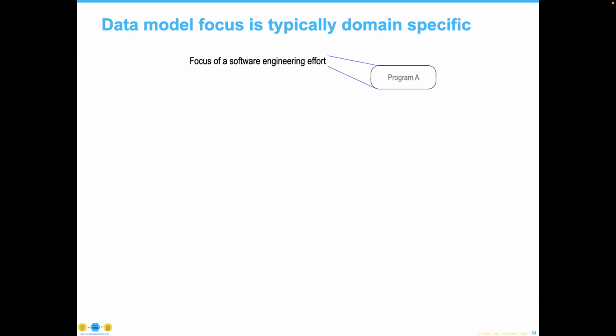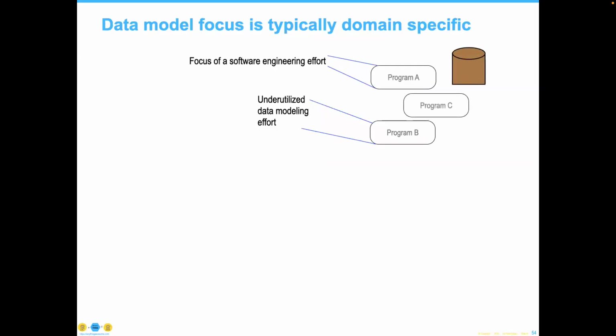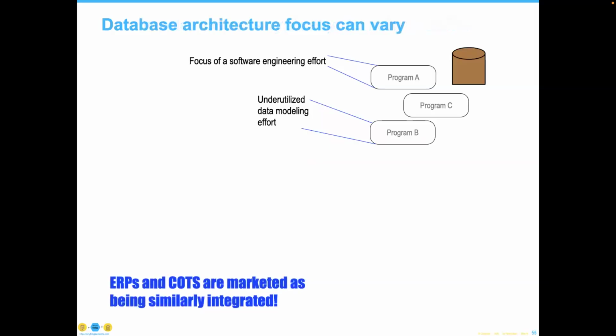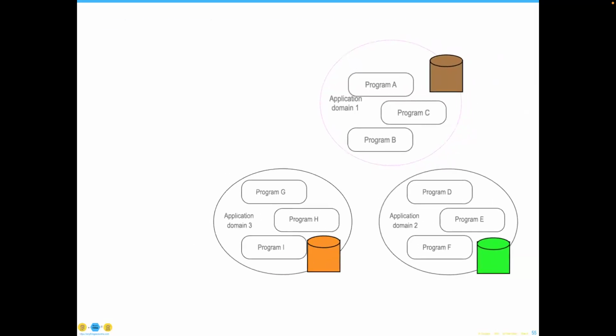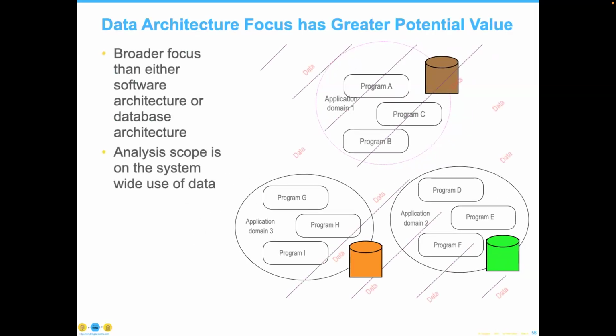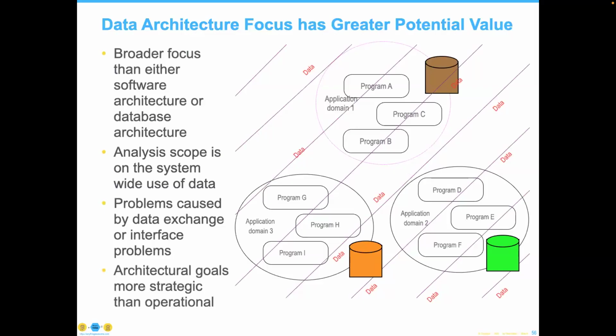Again, most people look at a software engineering effort, so they're looking at a single program. If we have two or three programs all working off the same thing, I'll call it a family of programs. ERPs and commercial off-the-shelf software packages are typically marketed as being similarly integrated. If we do the data modeling of that whole thing, we get all three of those, or 10 if there happen to be 10 in that family, and they all come together. Then we have a green family and an orange family over here, and we still need to figure it all out. Well, data architecture has a broader focus than either the software or the database pieces, and it's about looking at the system-wide use of the data and addressing the challenges caused by data interchange or interface problems.